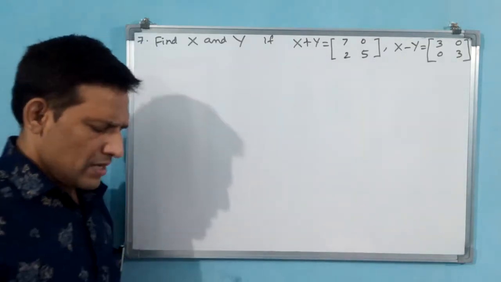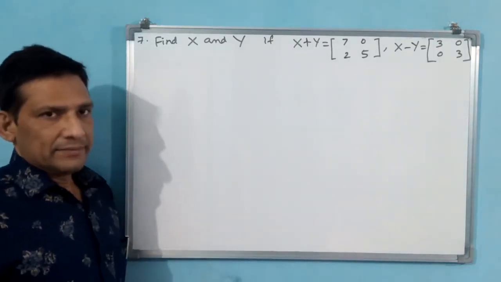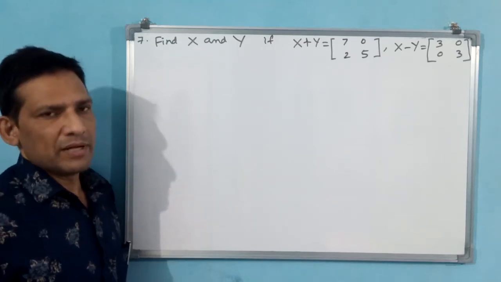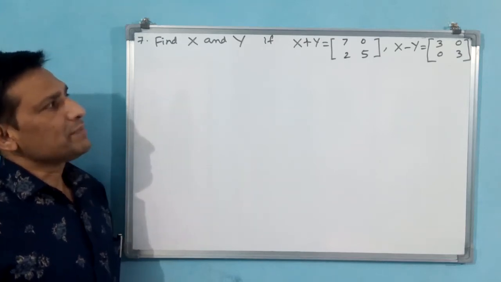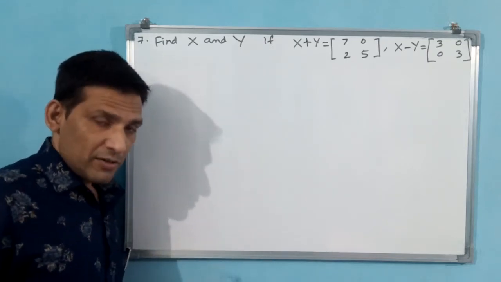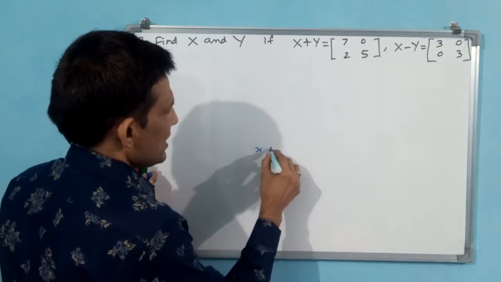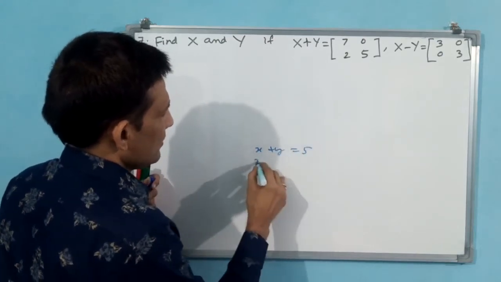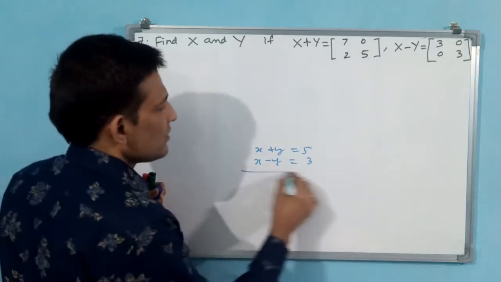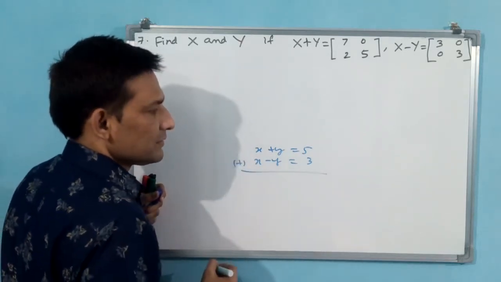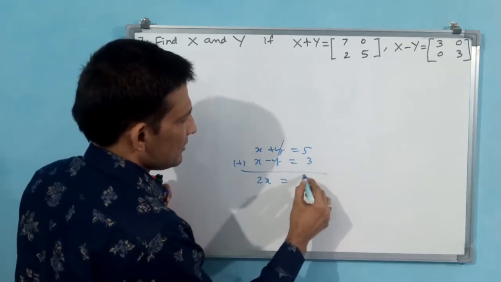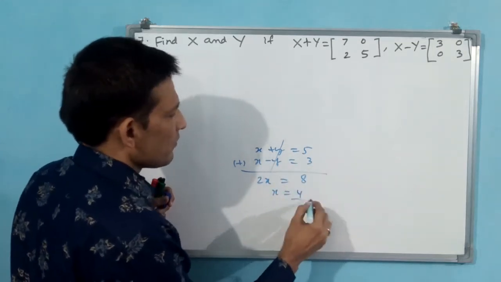You see, now we are in matrices. Matrix algebra is a little bit different from normal algebra. See here, x plus y they have given, x minus y they have given. If it is normal algebra, say x plus y is equal to 5, x minus y is equal to 3, what are we going to do? We are going to do addition. Then y is going to get cancelled. 2x is equal to 8 is going to come. x is equal to 4.